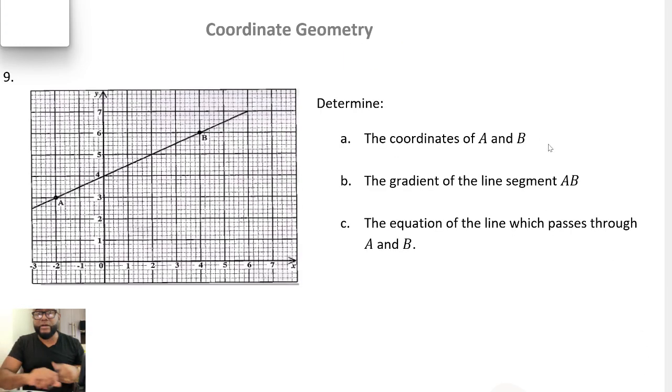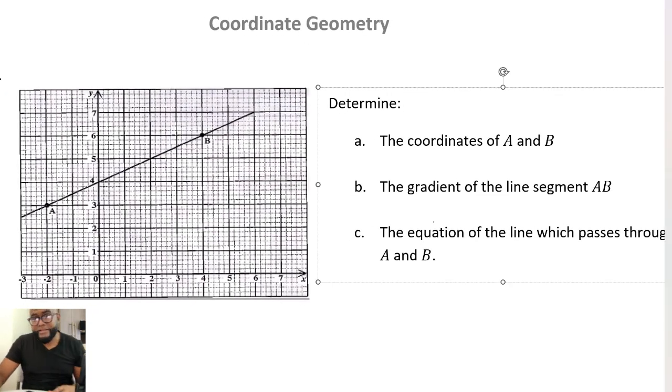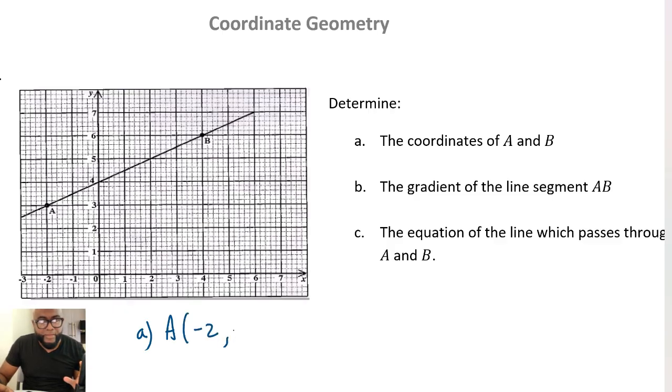Right, what's the coordinates of A and B? Come on, quickly. Coordinates of A and B. So B is 6, 0, and A is -1, 0. Kyle and Tristan, lock in. A is -2, 3, and B. What's B?